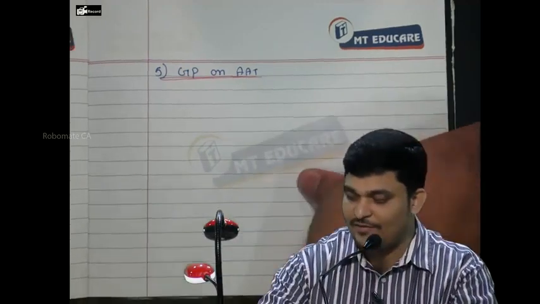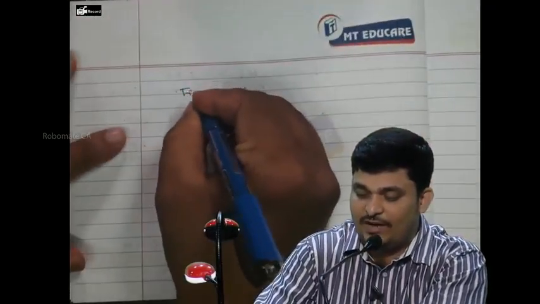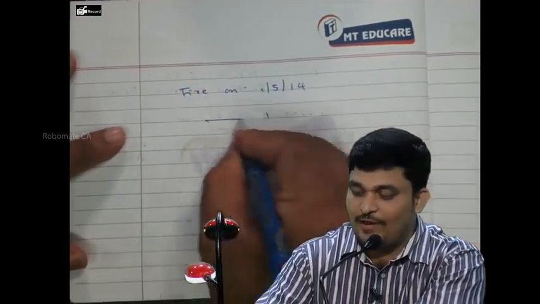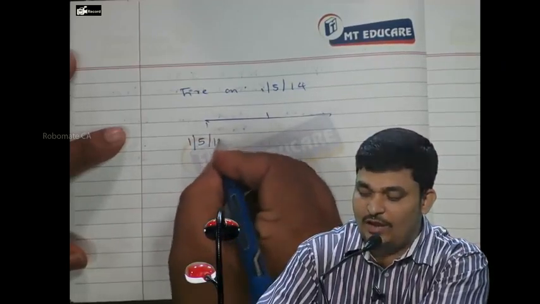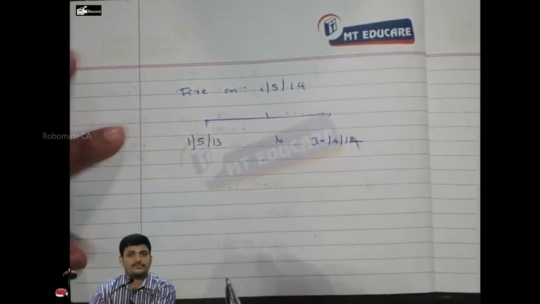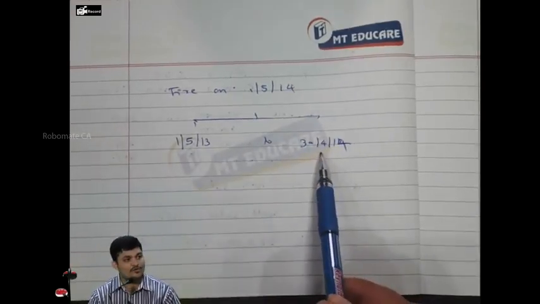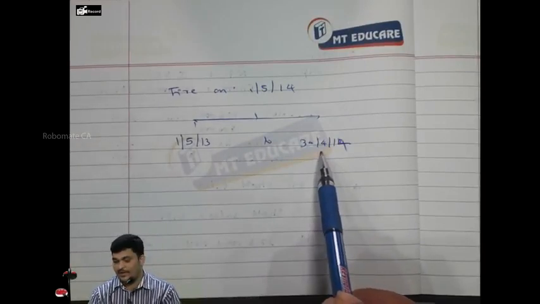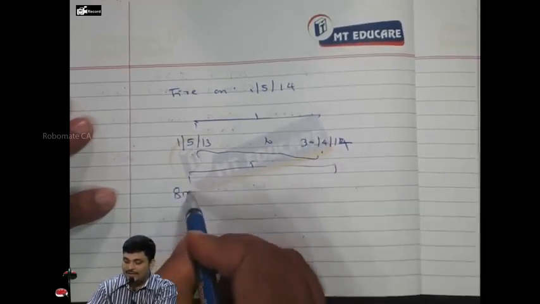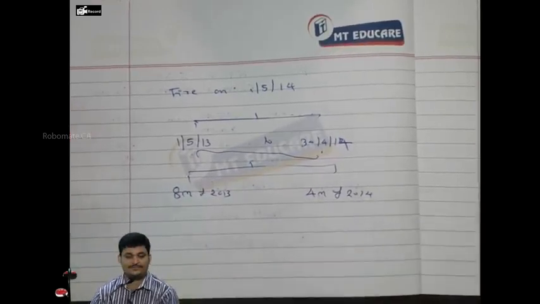Fire occurred on, if you see the problem, fire date was 1/5/2014. So we want the sales from 1/5/2013 to 30/4/2014. We want 12 months from 1/5/2013 to 30/4/2014, correct? If you closely analyze this period, this will have actually 8 months of 2013 and 4 months of 2014.